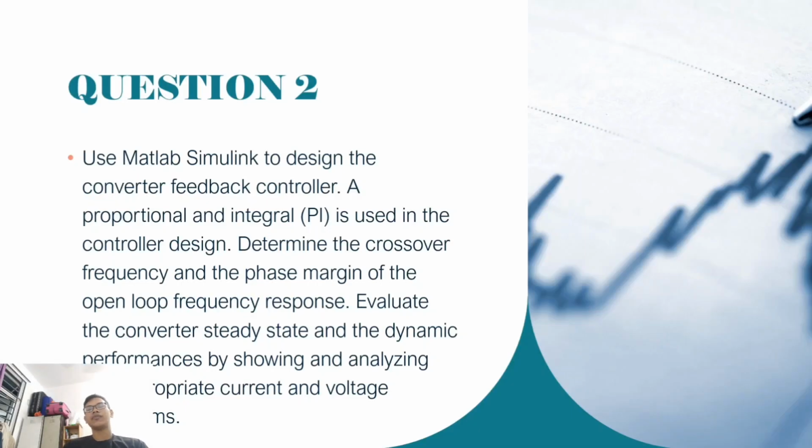Hi, I'm Muhammad Faiz Wajidi and I will talk about question 2. In question 2, we have to use small signal modeling to design the converter feedback controller. Proportional and integral, PI, is used in the controller design. Determine the crossover frequency and the phase margin of the open loop frequency response. Evaluate the converter steady state and dynamic performance by showing and analyzing the appropriate current and voltage waveforms.